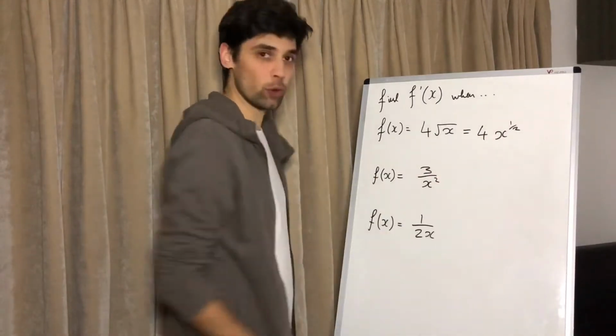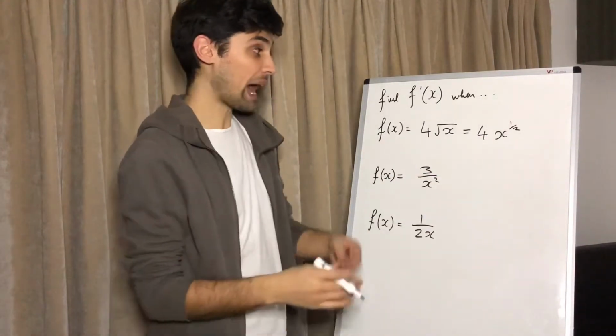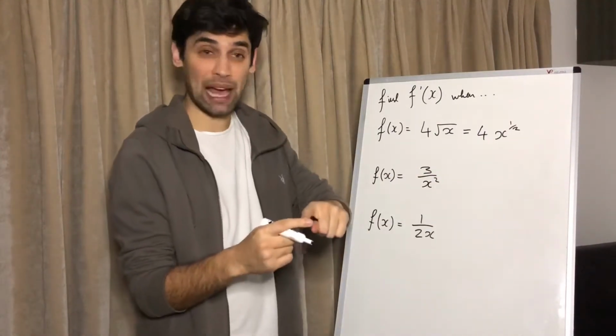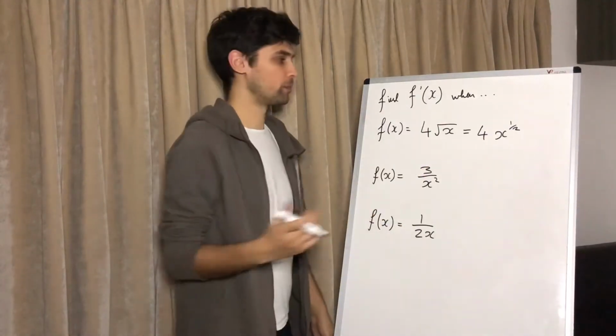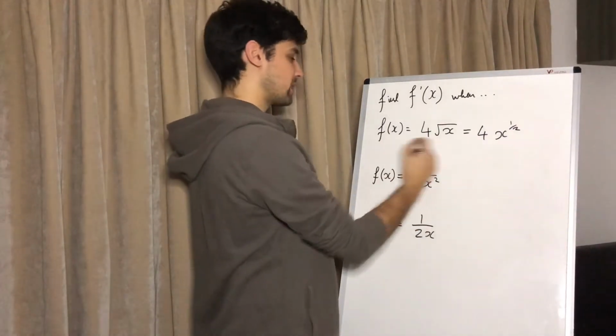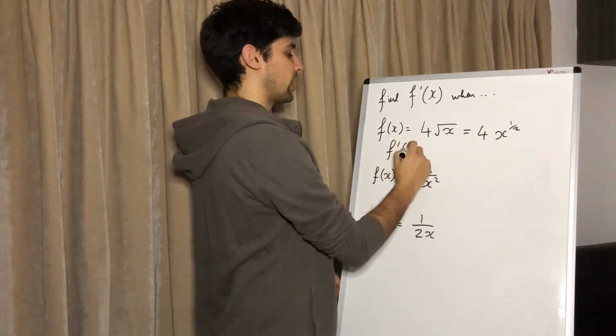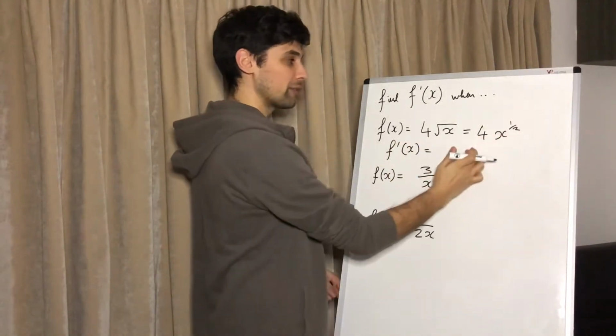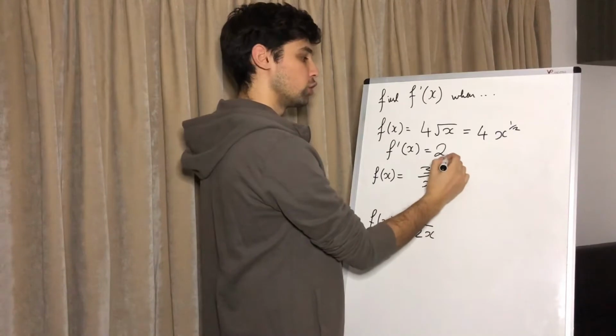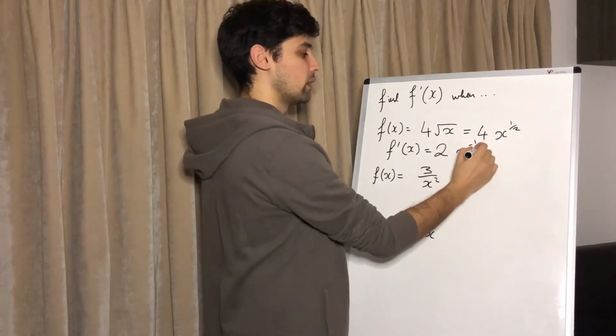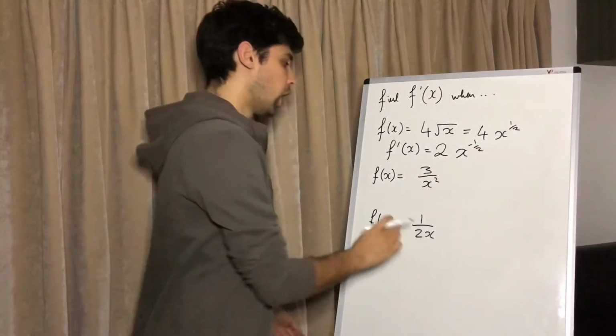Now that's a nice form. We like to differentiate that. We're happy with fractional powers and negative powers, but we don't like square roots. So if f of x is that, then f dash x would be, bring the power down in front, minus 1 from the power, 2x to the minus half. Okay, what about this next one?